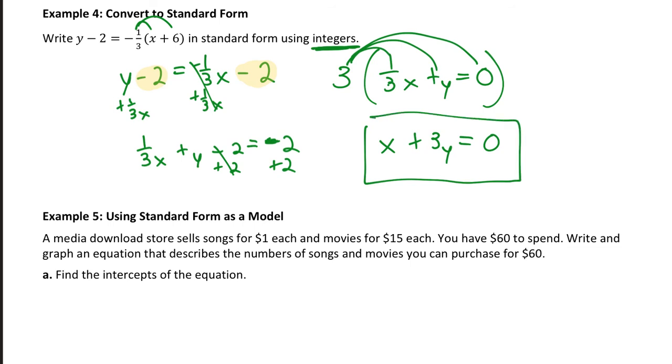Again, I am not going to expect you guys to do this on a quiz. You will have to practice it a little bit, but you will not be quizzed on this example 4.